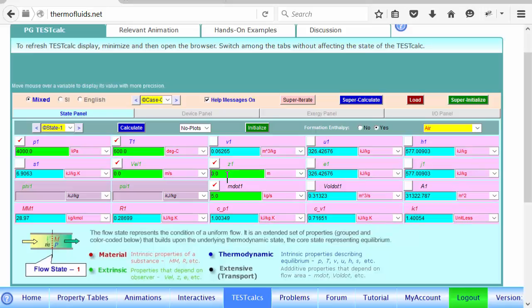We set the elevation Z back to 0. And this time, for the inlet velocity, let's pick some typical number. At a turbine inlet, let's say the velocity is 10 meters per second. And notice when you enter a velocity other than 0, the turbine inlet area is calculated. That's an interesting number by itself. We'll come back to that in a second.